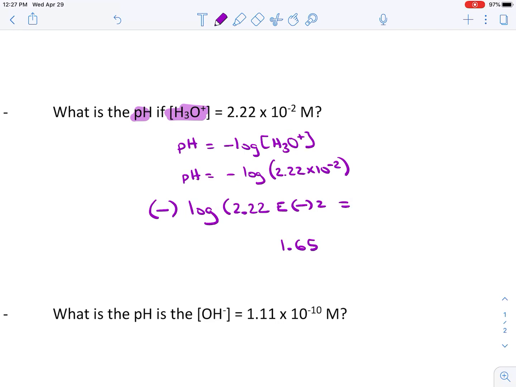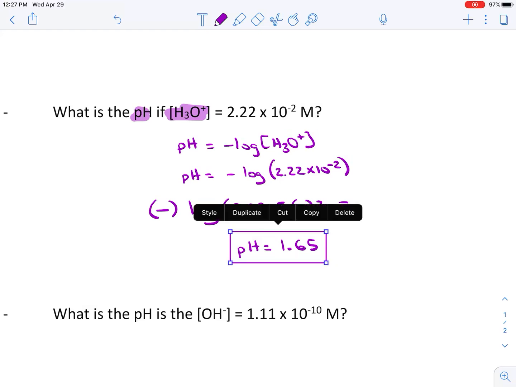Now, our pH has no label. So we're just going to say pH equals 1.65. For right now, we're going to ignore the sig fig situation, but I want you to just keep 2 decimals in all your pHs and pOHs. Sound all right?